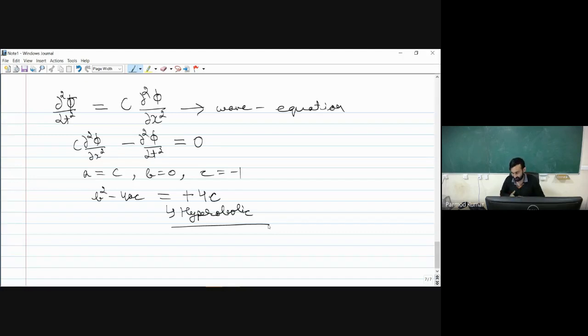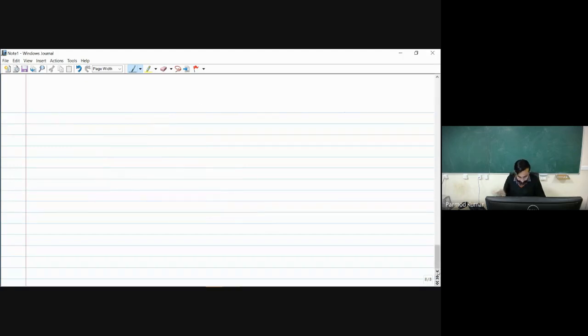Now when we will be finding the solution of these equations, we will find that hyperbolic equations are the most difficult to solve. Okay, now let me take some more examples. So another example I would like to now tell you.